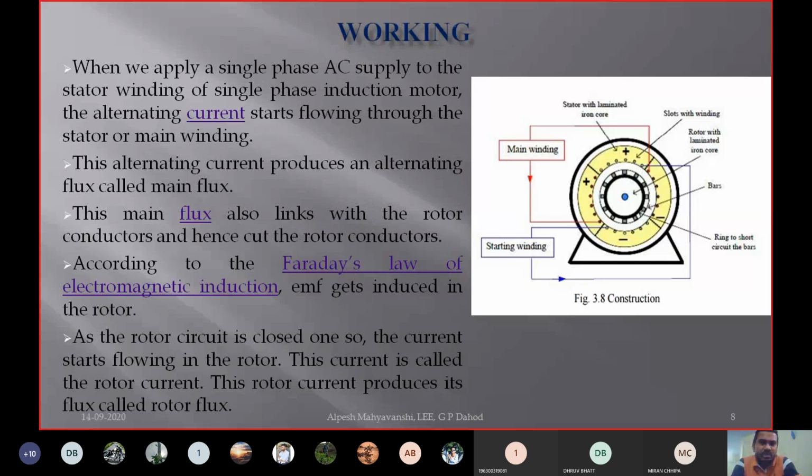Now working. Look at this figure. This is the outer body, we can say the frame. This is the stator winding. This is the rotor winding, and rotor bars are placed in the slots. And this is the motor shaft.